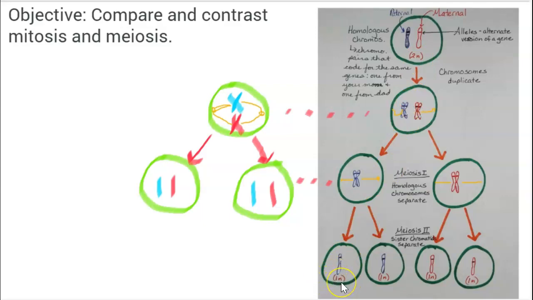And so the haploid is 1N, it has half the number of chromosomes. In mitosis, right, you start out at 2N, you make a copy, but then you split those copies so you end up at 2N at the end.